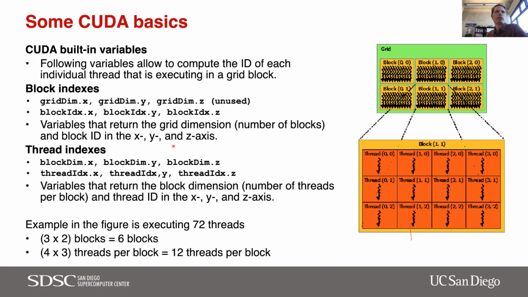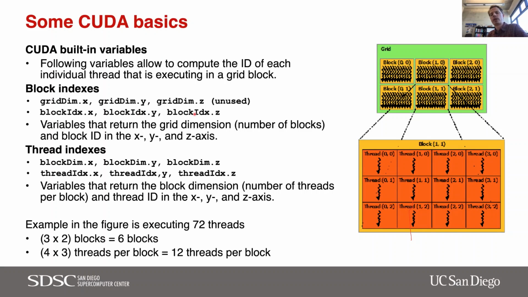Now we have these CUDA built-in variables that allow each thread to inspect what index it has. So there's a gridDim variable, with gridDim.x, .y, and .z. The .z is not actually used there, but for blocks, blockIdx X, Y, and Z are used.